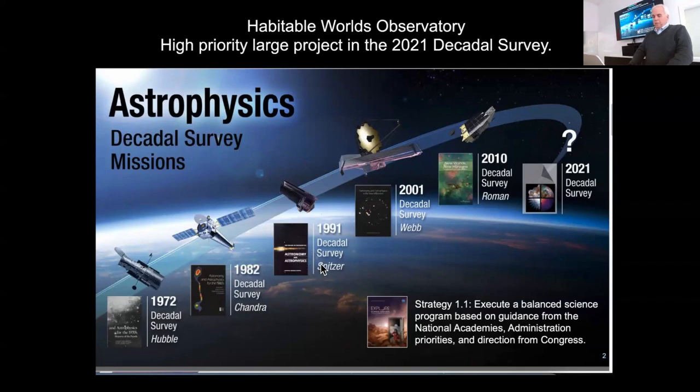In 1991 was the Spitzer telescope, an infrared telescope, which did fundamental work on star formation and interstellar matter. It is no longer in operation. In 2001, the decadal survey said that the one thing we've got to do is the James Webb Space Telescope. That is what we have to focus on. And then in 2010, the Roman telescope was the focus. When this slide was made, the latest survey was still in progress, but they have now recommended the Habitable Worlds Observatory. That's the big thing that we should do.